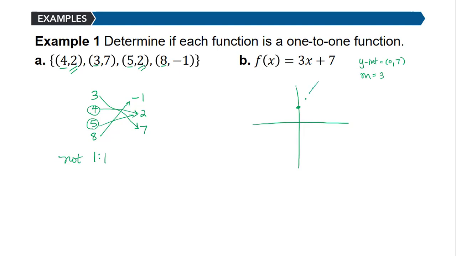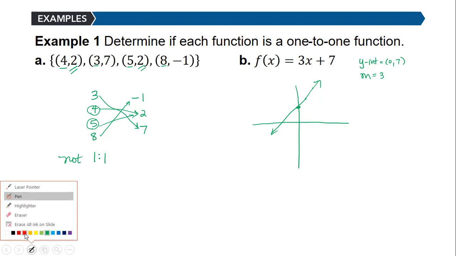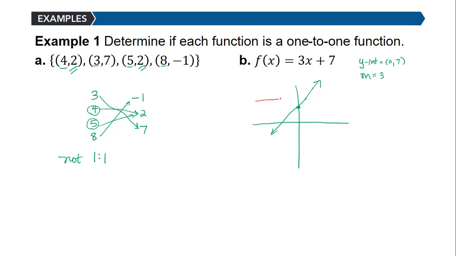And the main thing I want you to observe is that this line is a slanted or oblique line. If we perform the horizontal line test, any horizontal line through the graph is going to hit at most one point on the graph. Therefore, this is a one-to-one function because it passes the horizontal line test.